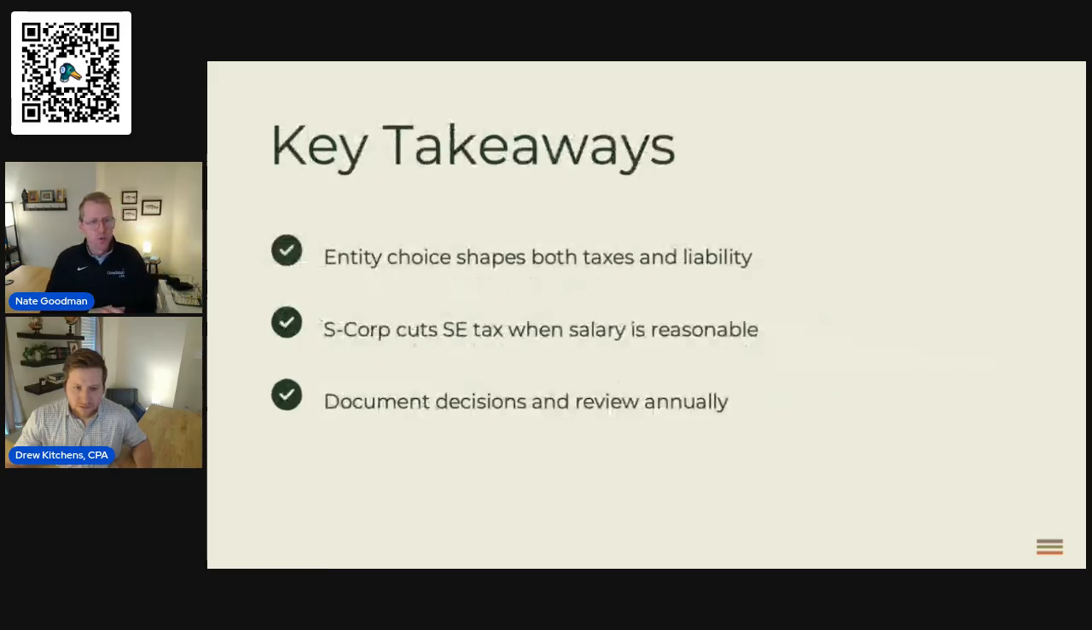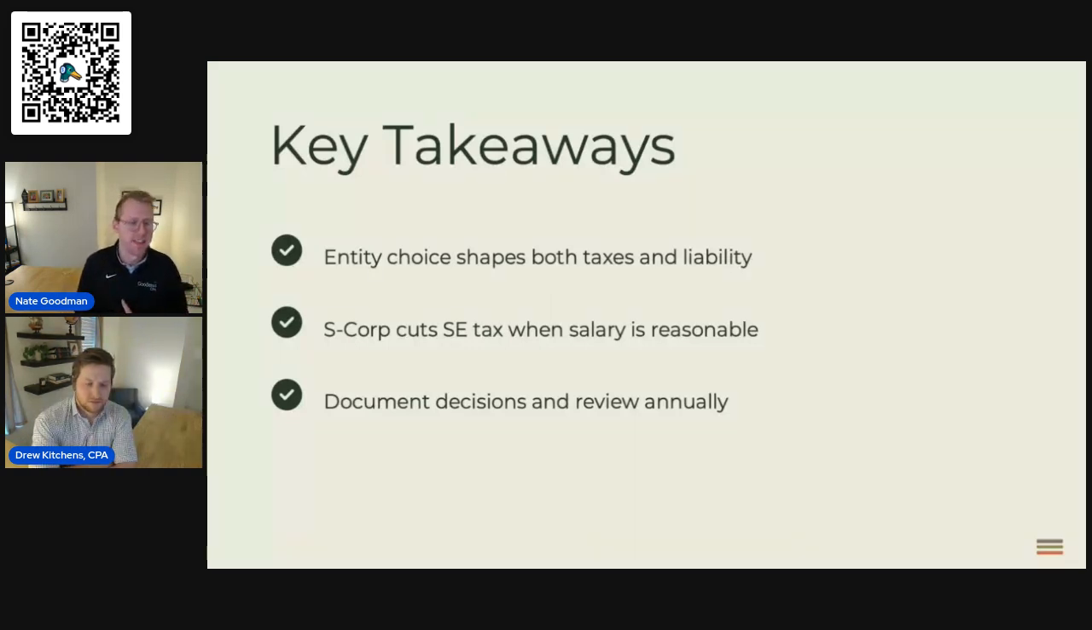I think entity choice shapes both taxes and liability. S corp can cut your SE tax when your salary is reasonable, and then document your decisions and review them annually. It's not a set it and forget it kind of thing.